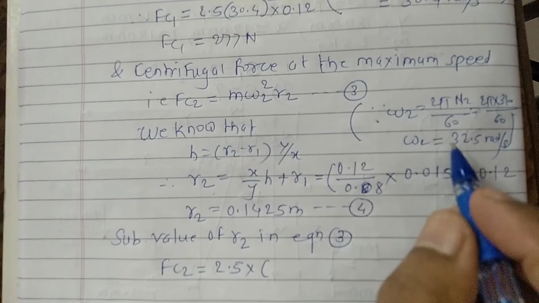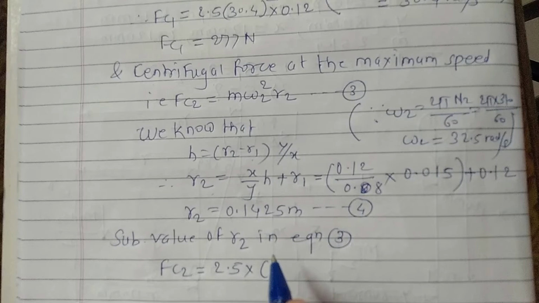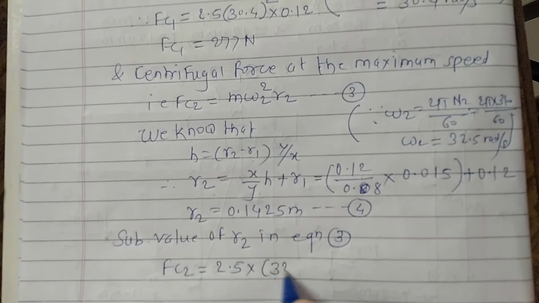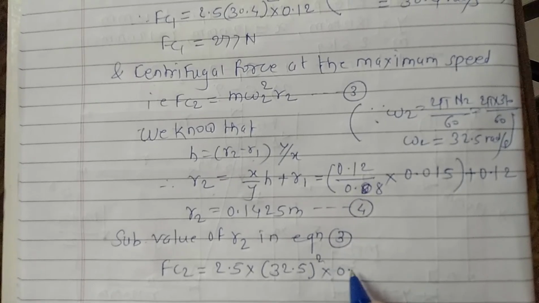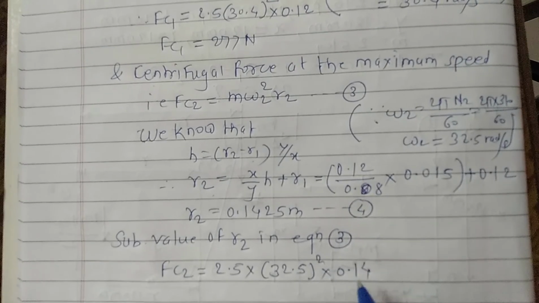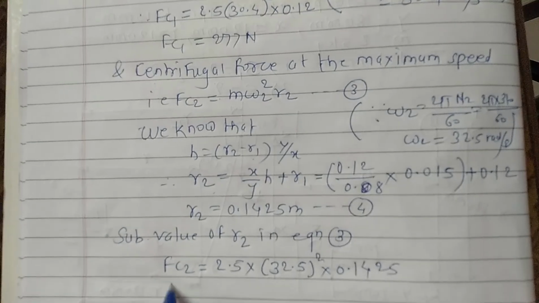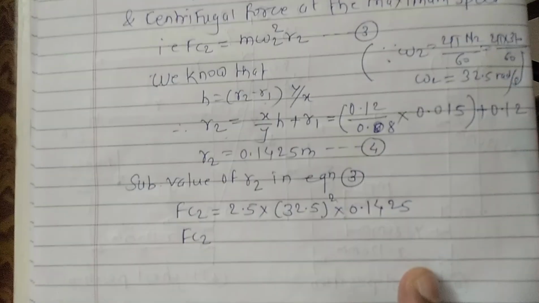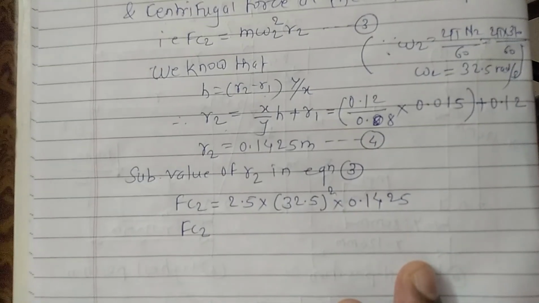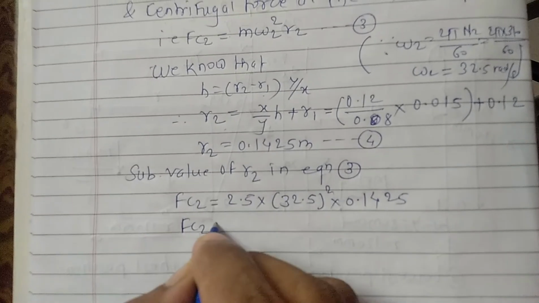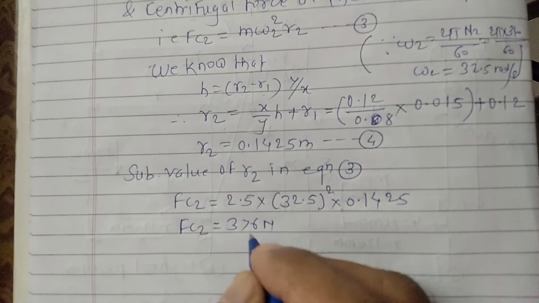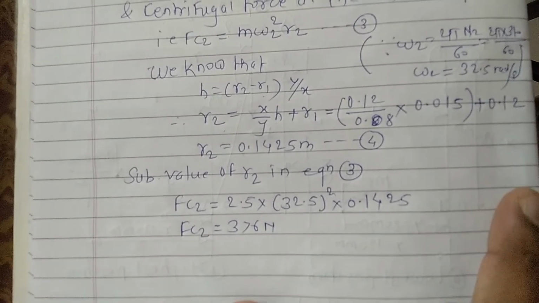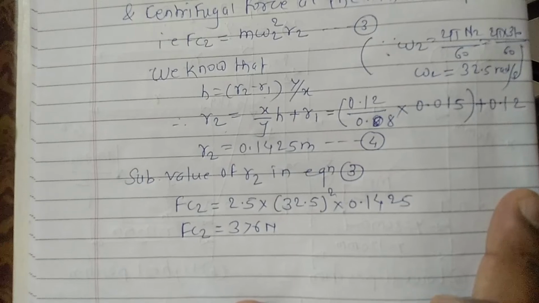Okay, now from relation number 3, substitute the value of omega 2, that is 32.5 squared, multiplied by R2, which is 0.1425. Simplify this for FC2. So what's the FC2? FC2 we can get here as 376 Newton. So once we get FC1 and FC2, our next task becomes very easy.